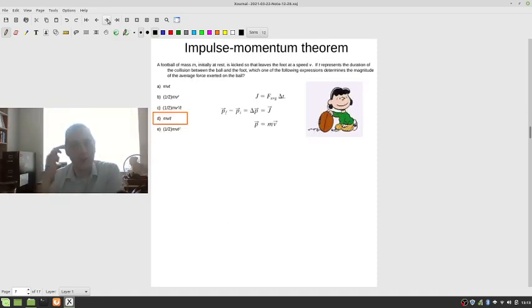Okay, so here's a quick example of an impulse momentum theorem. I just give it to you because I expect that you'll see this type of question on your test in a couple weeks. It says a football of mass m initially at rest is kicked so that, I don't think I wrote this correctly, is kicked so that it leaves the foot at speed v. This was speaking caveman when I wrote this last night. If t represents the duration of the collision between the ball and the foot, which one of the following expressions determines the magnitude of the average force exerted on the ball?